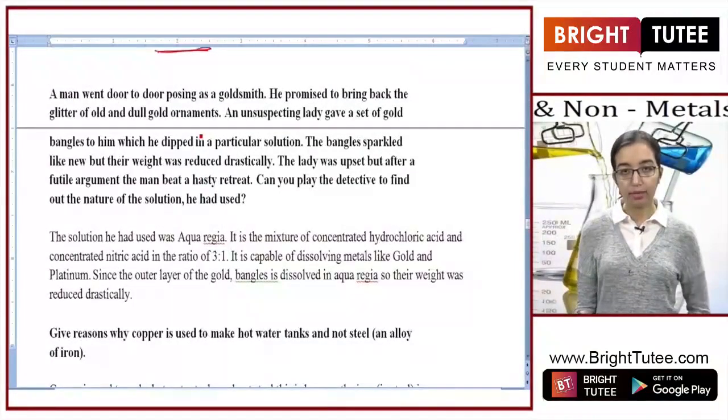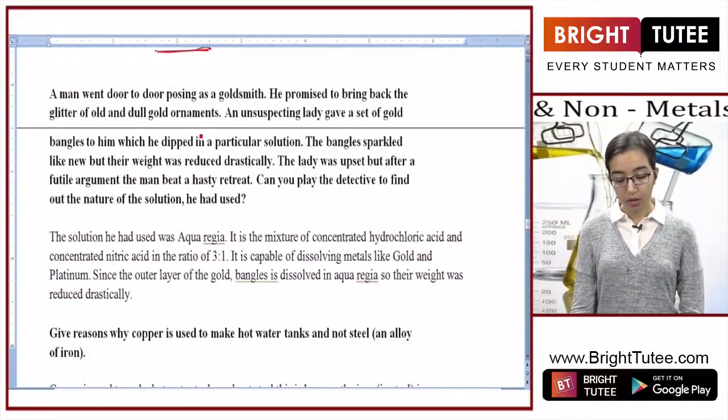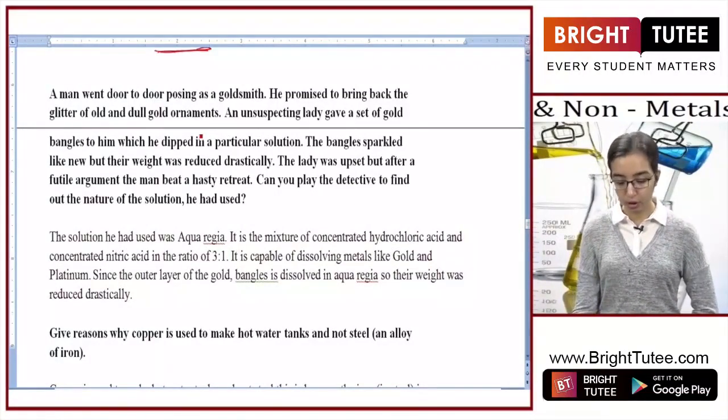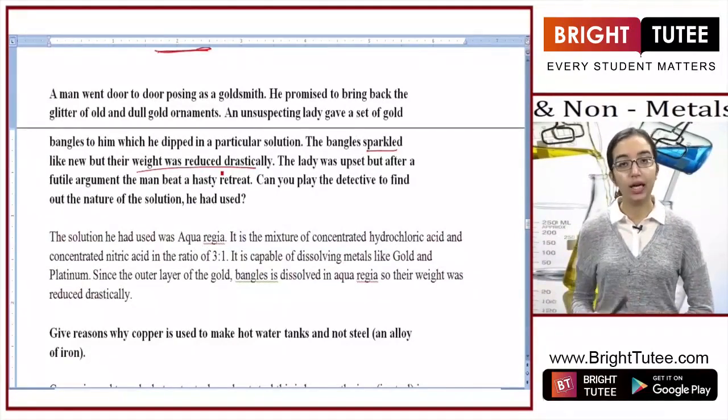And this is again an application based question. A man went to the door posing as a goldsmith. He promised to give back the glitter of old and dull ornaments. An unsuspecting lady gave a set of gold bangles to him, which he dipped in a solution. The bangles sparkled like new, but their weight was reduced drastically. The lady was upset. After a futile argument, the man beat a hasty retreat. Can you play detective and find out the nature of the solution he had used?